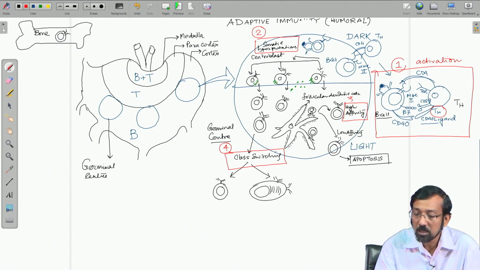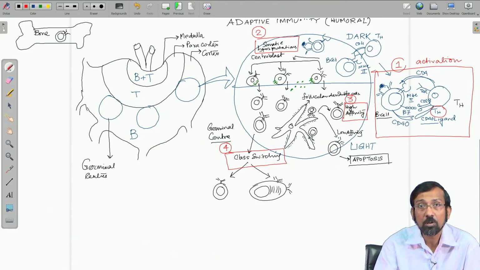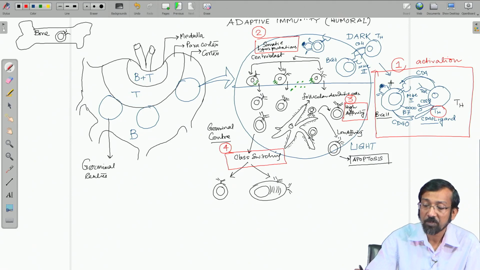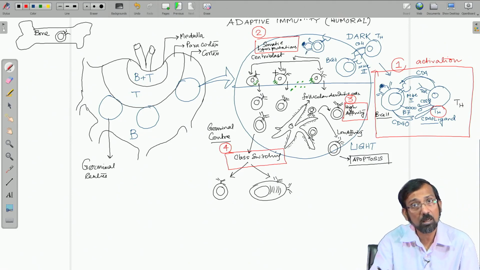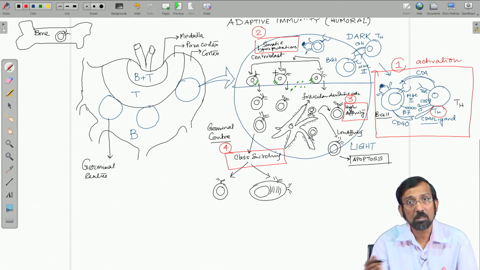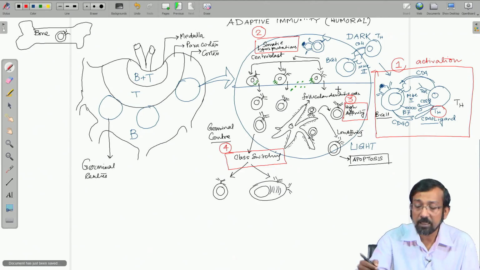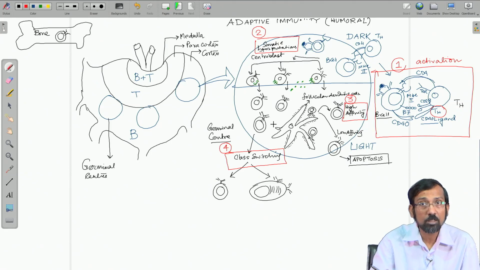So, this is number 3. If you look at this whole event starting from here, the first is activation, this T helper cell mediated activation in the dark zone. Then you have the somatic hypermutations that are also occurring in the dark zone. Then the B cell starts to proliferate and starts to express chemokine receptors on its surface, and then it is attracted towards the light zone; there is migration.